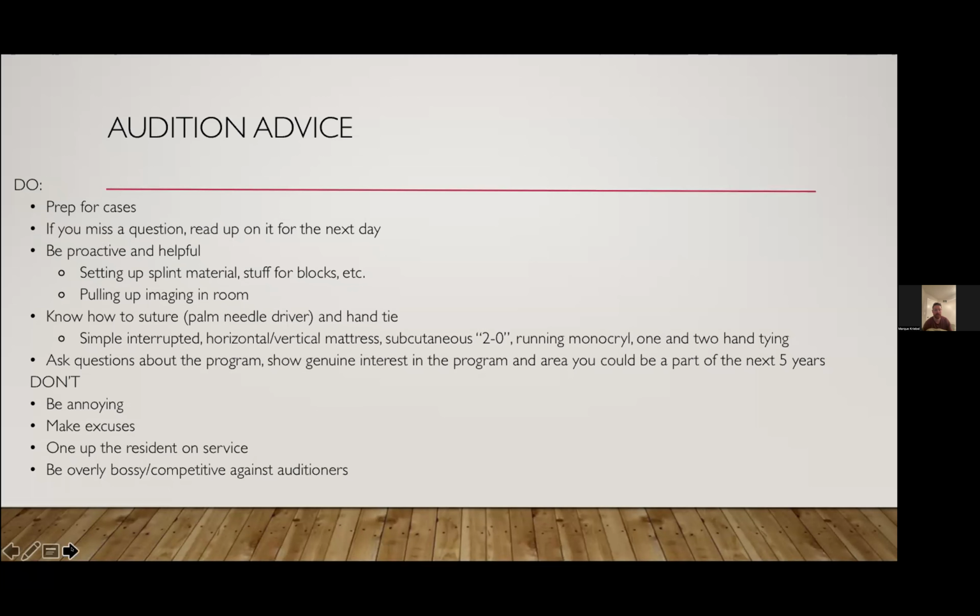One-upping another auditioner or a resident on service, whether it's in front of a patient or in front of an attending, is something to try to avoid. There's always time, either the next day or after a certain situation, where you can ask a resident a clarifying question about why they did or didn't do something. And then just to reiterate, being overly bossy or competitive with another auditioner is something to try to avoid.